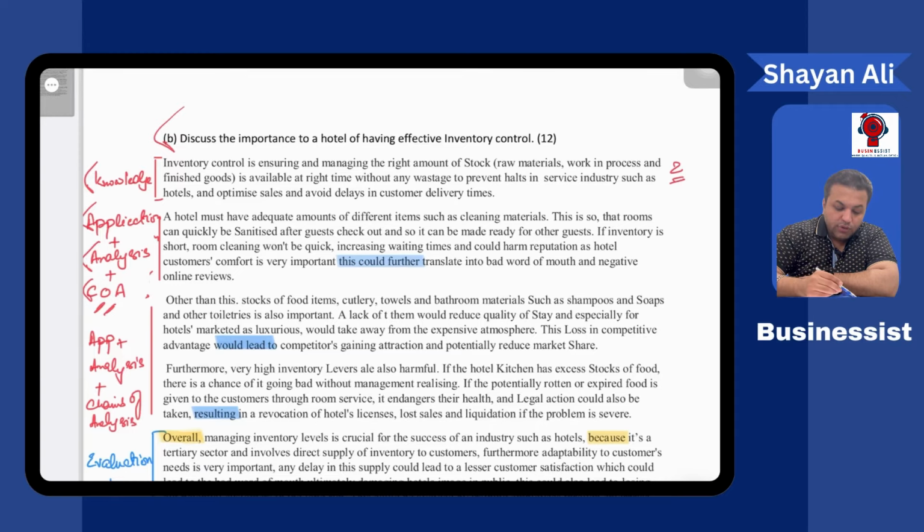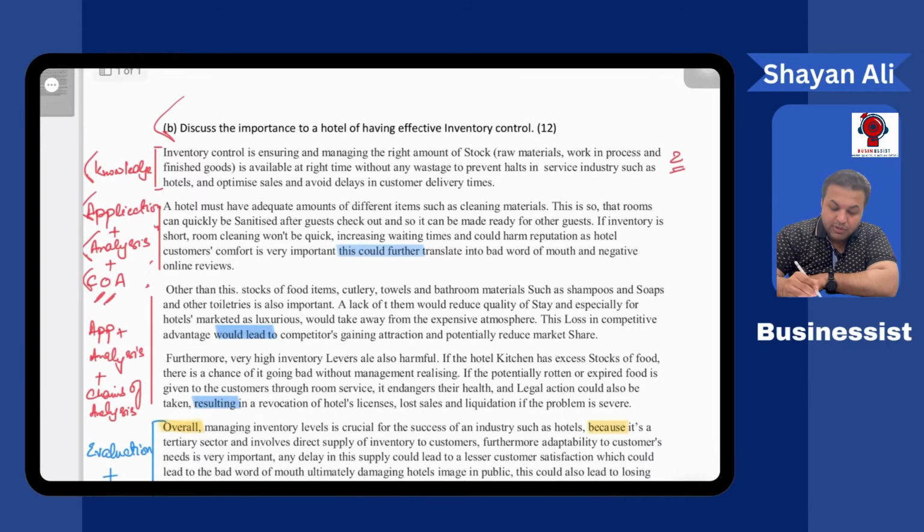Now, firstly, we have to talk in context of a hotel industry. So a hotel must have adequate amounts of different items such as cleaning materials. This is so that the rooms can quickly be sanitized after the guests check out, and so can be made ready for other guests. If inventory is short, room cleaning won't be quick, increasing the waiting times and could harm the reputation as a hotel with customers.